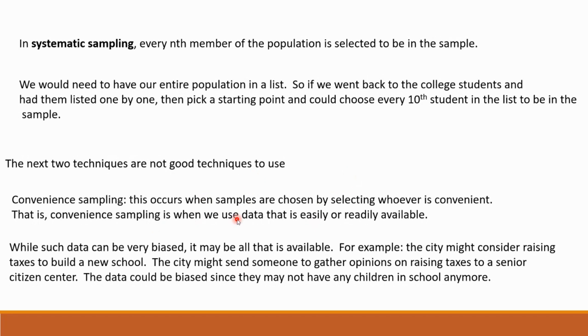So for instance, you have an example here. If you want to know what the city thinks about raising taxes to build a new school, you might stop by the senior citizen center for convenience. Maybe they don't go out much, I don't know. They're easy to get to, so you ask them. The problem with that, though, is that data may not be helpful, mostly because the senior citizens might not be taking care of kids anymore, so they may not have much of a say when it comes to building a new school.